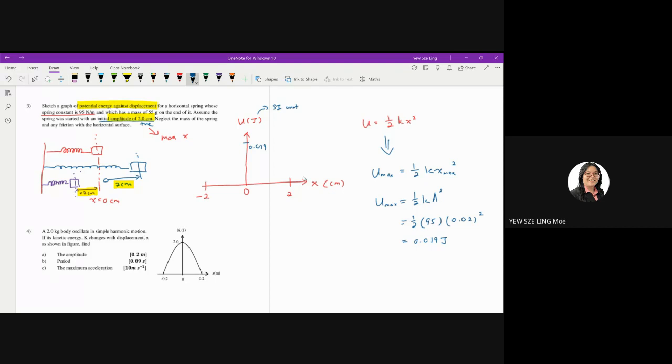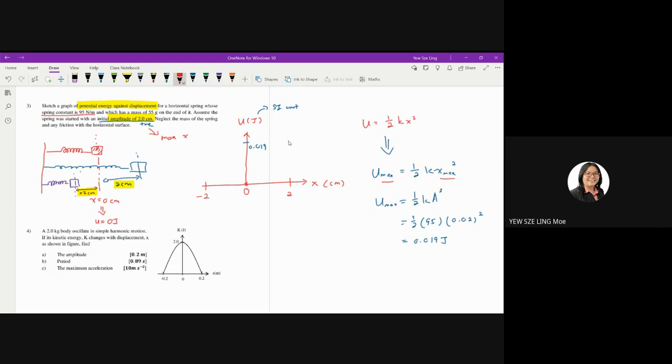Now how about the shape of the graph? When your object is at its equilibrium position, which means when your object is located at x equals 0, your U would be equal to 0. At x equals 0, U is equal to 0 joule. Therefore, at the origin, this is the lowest point of your potential energy, the smallest value, 0 joule. That is according to the equation. So when you have a maximum amplitude, your U is also equal to the maximum value.